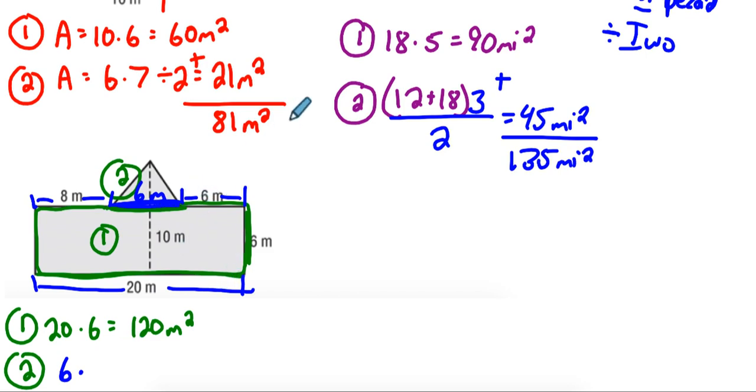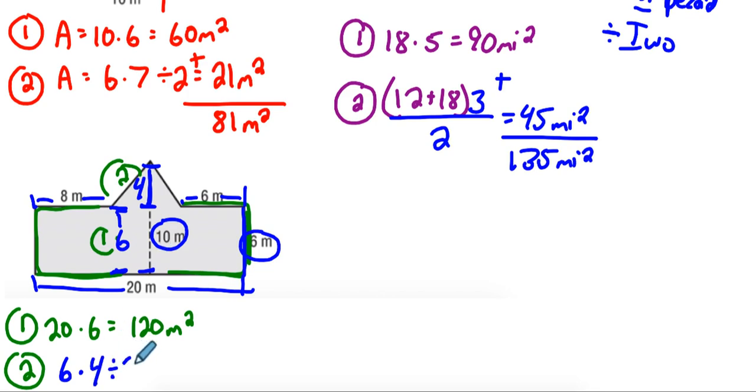Now I need my height. I'm going to clear out some of my markings here for us. I know this whole distance is 10. I know just from here to here is 6, because they tell me that's the height right over here. So I just need to know this height from here to here, this short piece. Well, 6 plus 4 gives me the total of 10. So I have a height of 4. And because it's a triangle, I have to remember to divide by 2. 6 times 4 is 24, divided by 2 is 12 meters squared. And then I finish out by adding them together. 120 plus 12 is 132 meters squared.